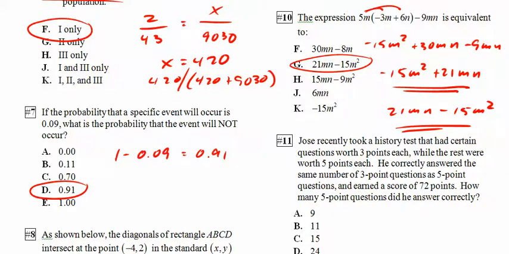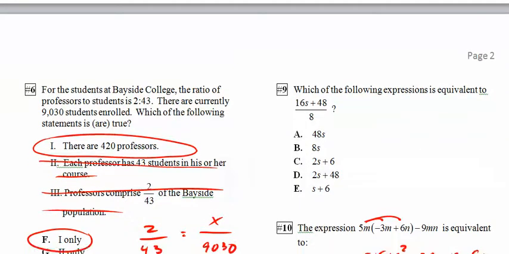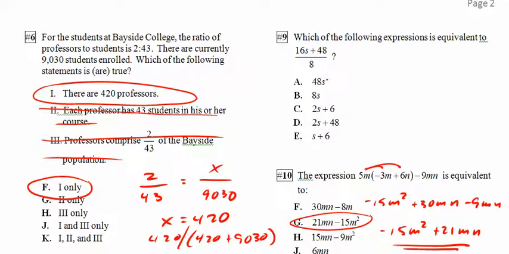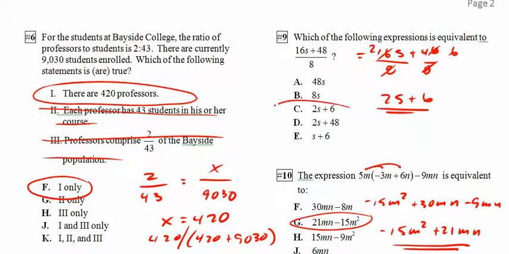I managed to skip number 9. So that was 10, sorry. Which of the following is equivalent? Well, careful here. A lot of people like to just cancel on one side or the other. This is equivalent to that. That helps me keep it straight. 2s plus 6. So watch out for that.